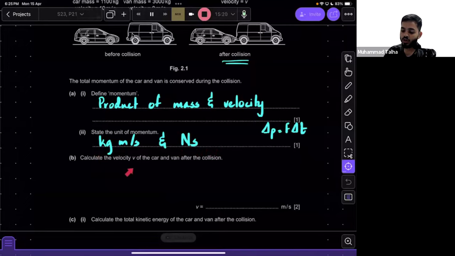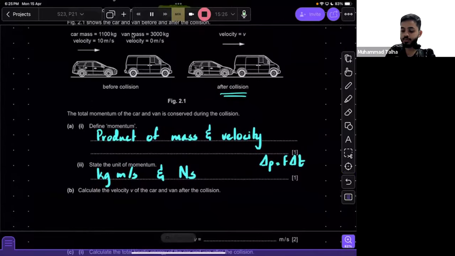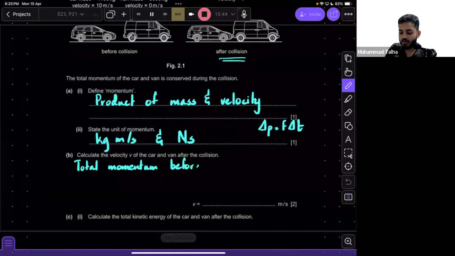Part B, calculate the velocity of the car and the van after the collision. So we'll use this idea that total momentum before should equal total momentum afterwards. Now, remember that when I taught you this, I always told you guys to write down this thing first, which is that total momentum before equals total momentum after.